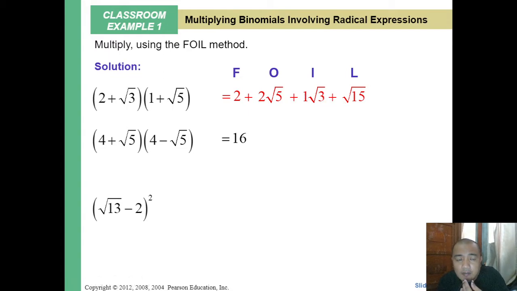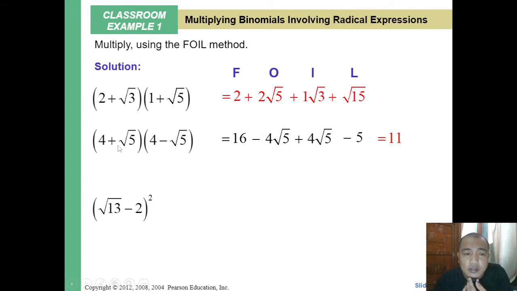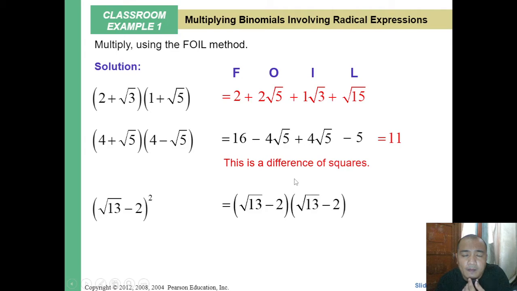For the second binomial, 16 minus 4 square root of 5 plus 4 square root of 5 minus 5, or simply 11. Or the shortcut: since these are a sum and difference of two numbers, we just square 4 and subtract the square of square root of 5. So 16 minus 5 is 11. This is the difference of two squares.